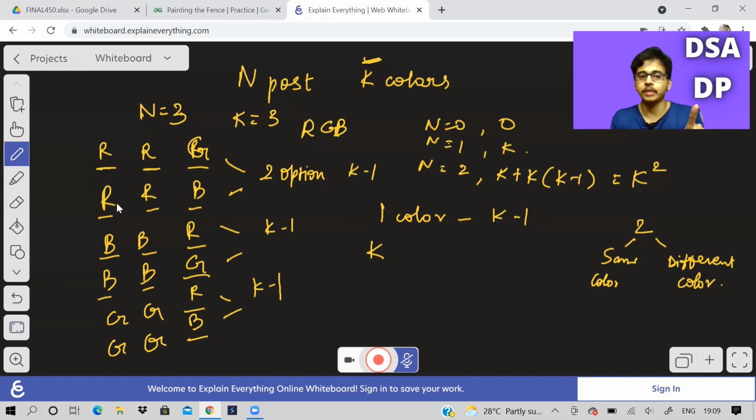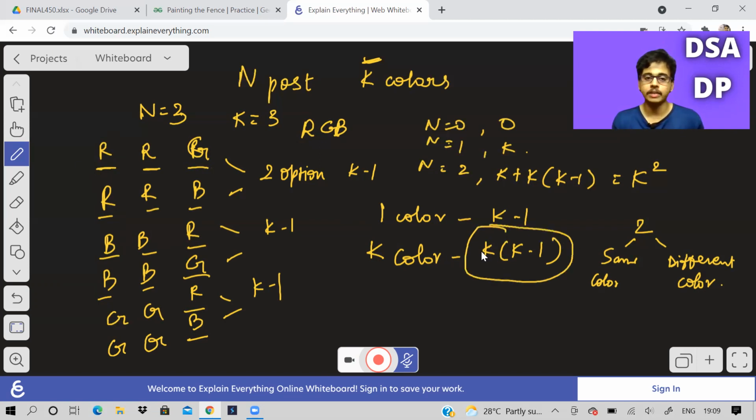Like that I have K colors. I fixed R first, then I fixed B, then I'm going to fix G, 3 colors. In general, K colors. So for K colors, I have how much? K into K minus 1. So it means that if the first 2 posts are painted with the same color, I have K into K minus 1 ways of painting the third post. And this is only if the first 2 posts are painted with the same color.